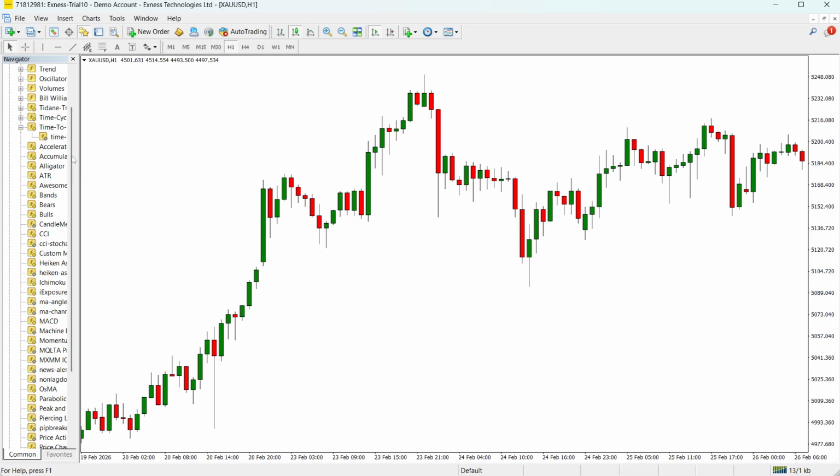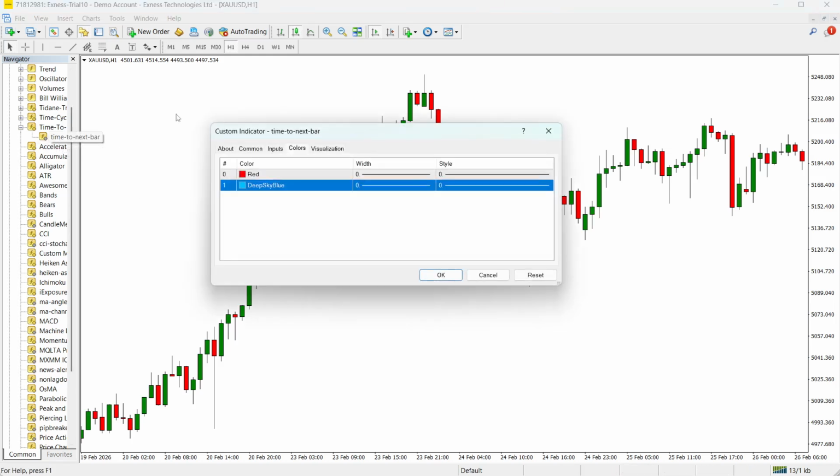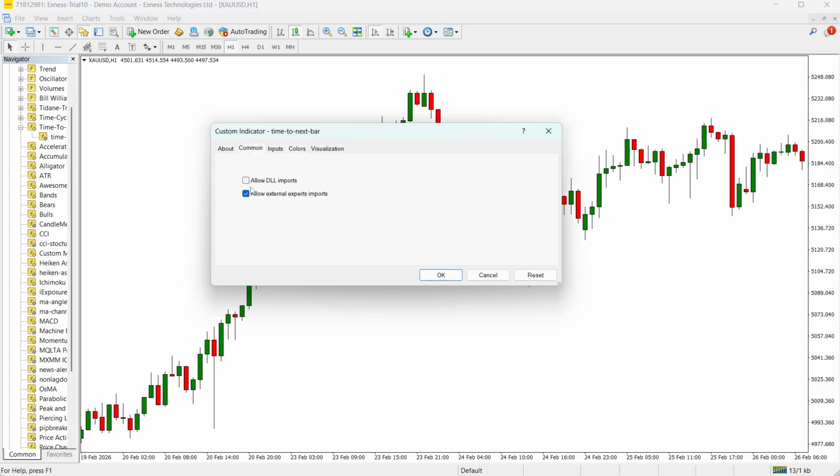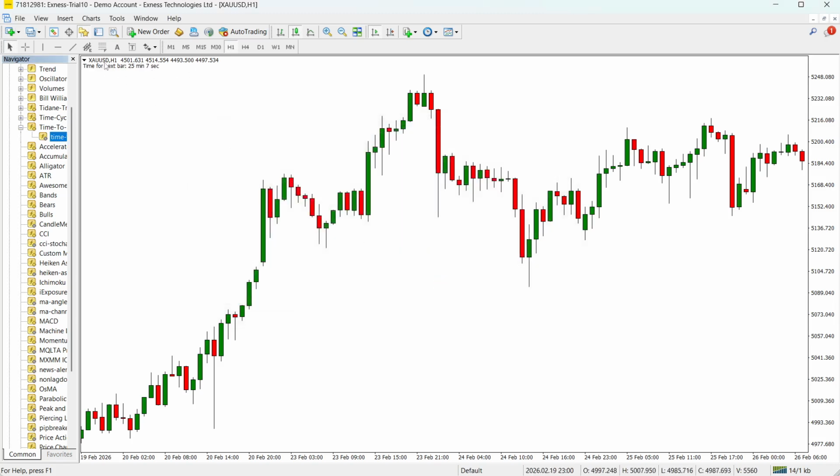At this point, I'll load the indicator on the chart so you can see how it looks in real time. Remember to allow DLL imports. Okay, there we have it, if you look closely to the top left. The time to next bar indicator shows a digital timer directly on the main chart, usually in a corner, counting down the minutes and seconds remaining in the current bar.